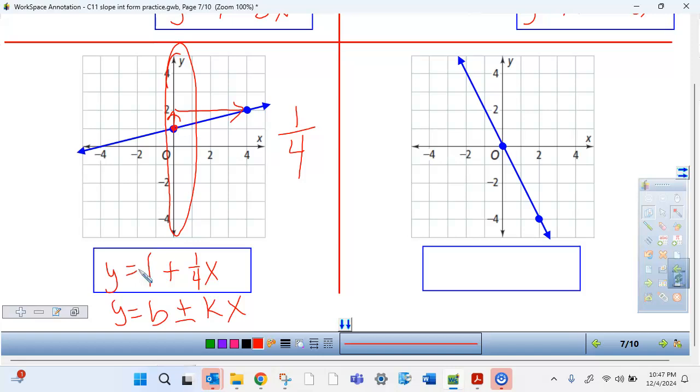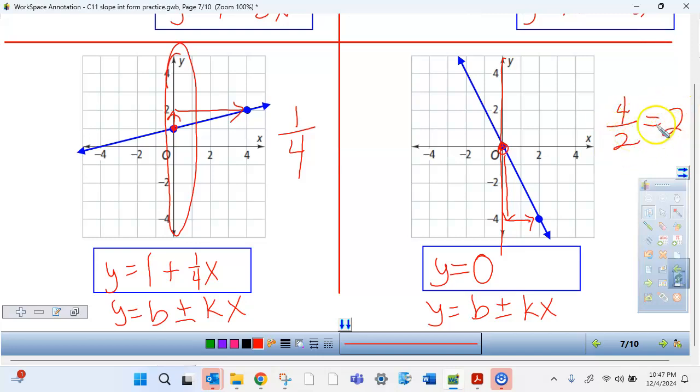Next one. y equals b plus or minus kx. Where does the y begin? The y-axis begins at 0. What does the slope do? The change in y is down 4 for every 2x. 4 divided by 2 is 2. This is going downhill, so your slope is -2 per x.